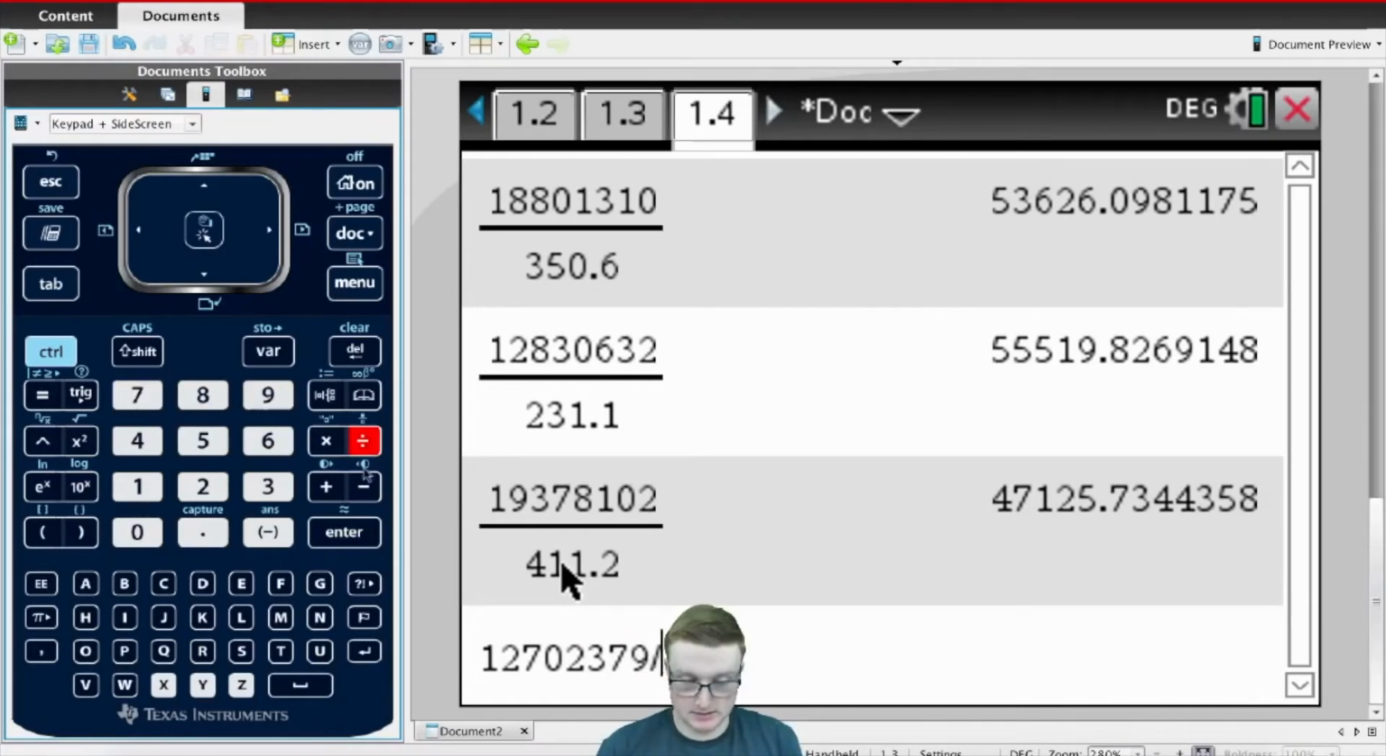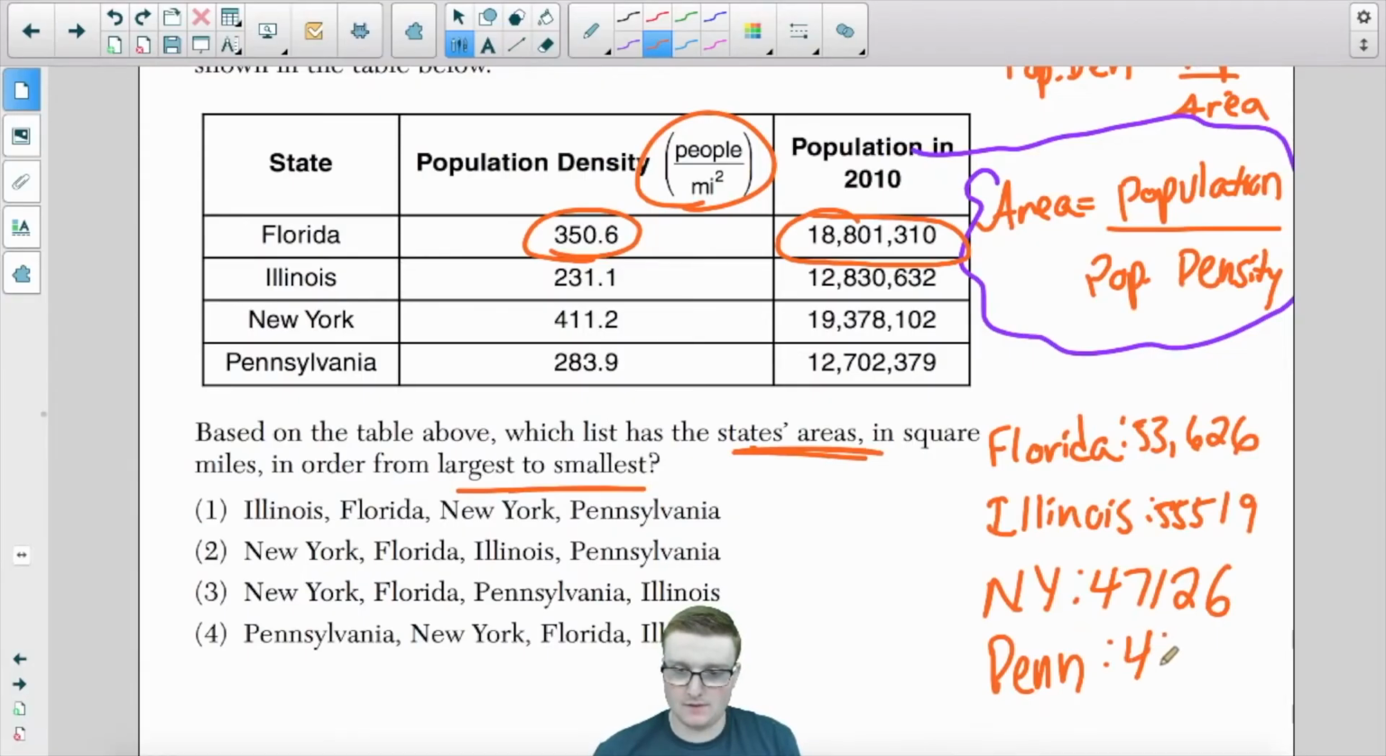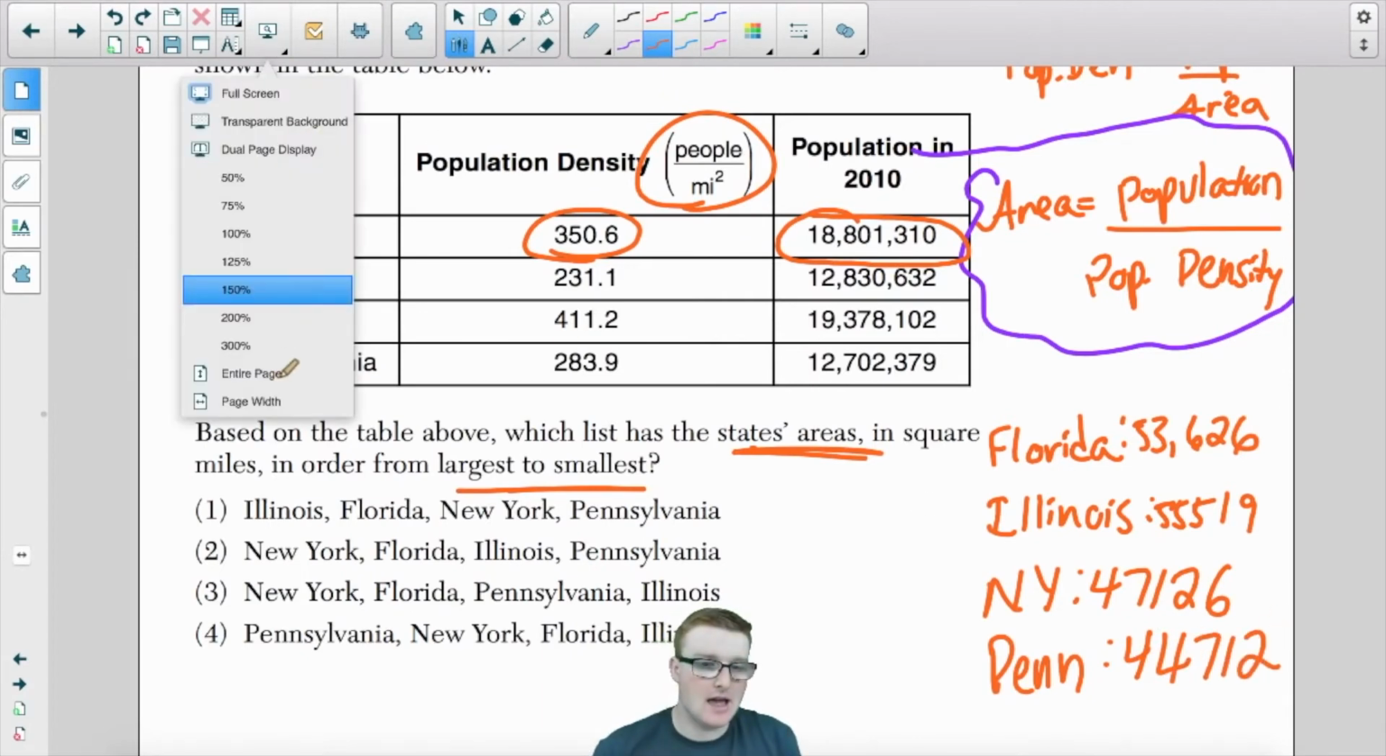12,702,379 divided by 283.9 gives 44,742. I just calculated all those areas.